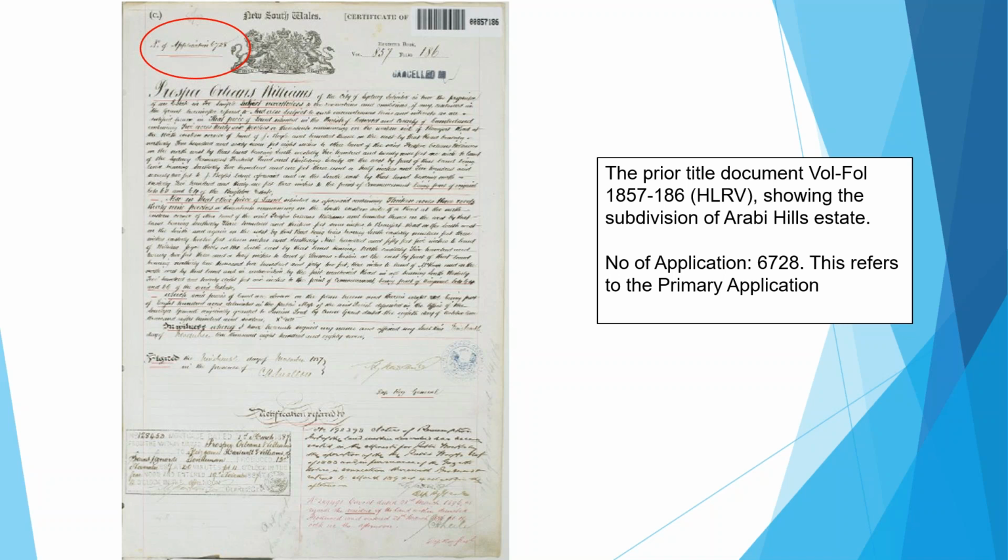Torrens title was introduced in New South Wales in 1863. So the way that they recorded who owned land before that is called old system title. And then from 1863 onwards, they've been converting land from old system title over to the Torrens title system. And to do that, each person who wanted to convert their land across would have to submit an application, which is called a primary application. The application was given a number. So Prosper Orlanes Williams had applied to have that land transferred from old system to Torrens title. His application number is 6728. So we write that number down as well.